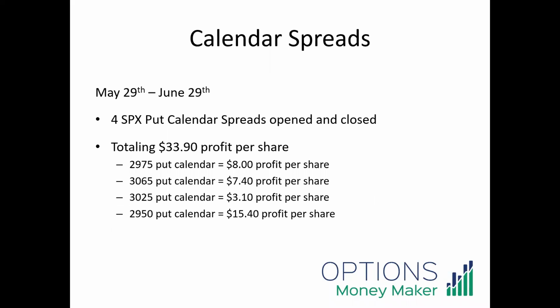The other thing that we've been talking quite a bit about in the live trading room are calendar spreads. We've been trading calendar spreads quite a bit, and I wanted to give you a snapshot of what the last month has been. We've done 4 put calendar spreads on the S&P 500, open and closed, and you can see here where the strikes were on those put calendar spreads. Typically, we're opening SPX put calendar spreads somewhere around 50 to 70 points out of the money, at $8, $7.40, $3.10, and then the one we closed this week was a $15.40 profit.